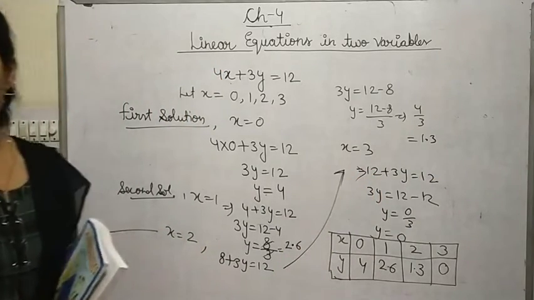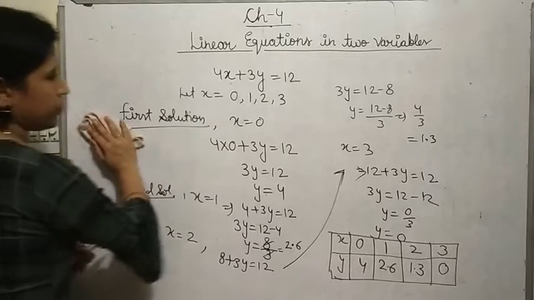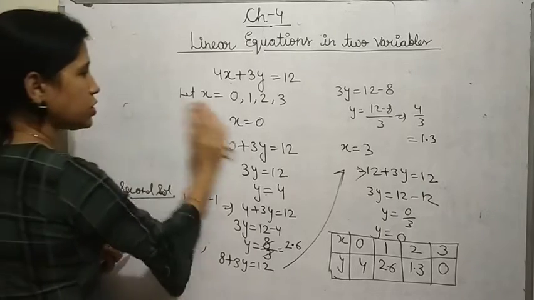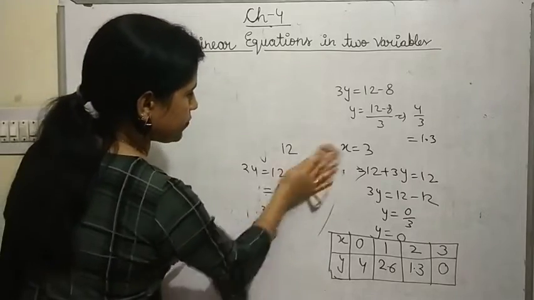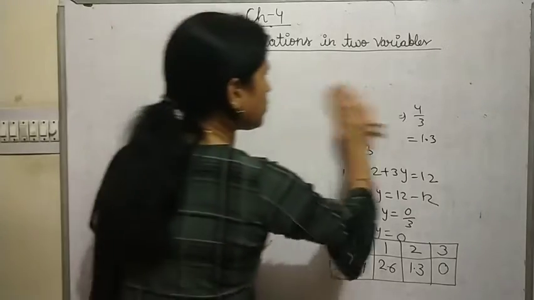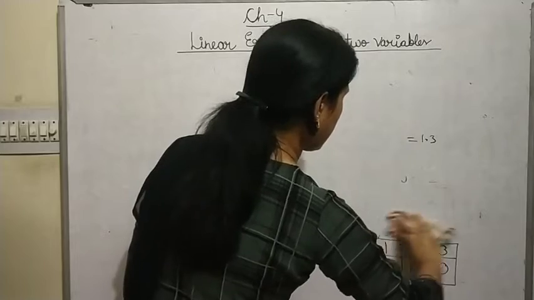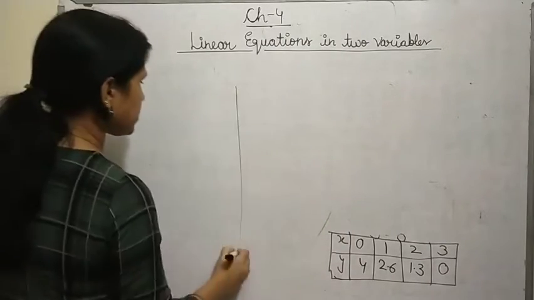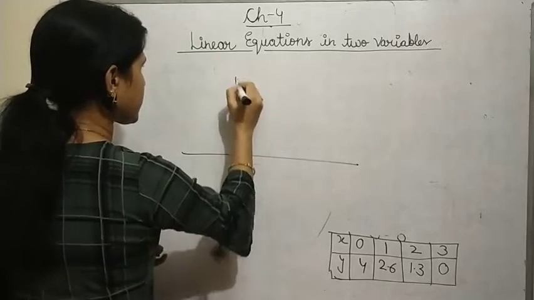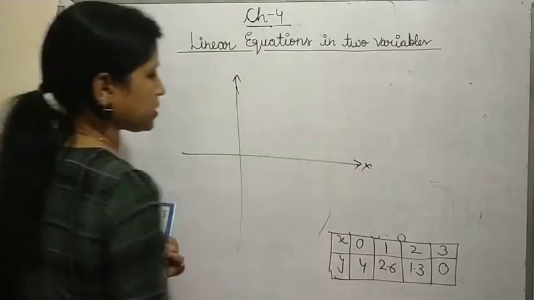Now what do we have to do? Now we are going to look at this on the graph paper. First we need to find the solutions, then we are going to look at all of this on the graph paper. Let's see the graph, whether your straight figure will come or not. So you will take the x and y axis. Y axis, x axis. Okay.